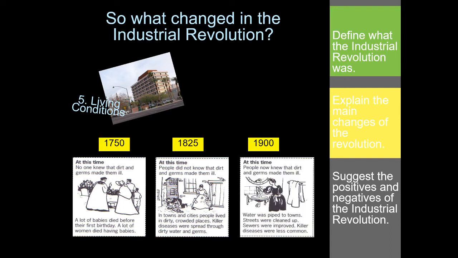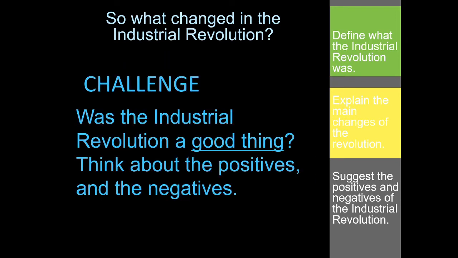Okay, in the 1900s, people knew that dirt and germs made them ill. Water was piped into towns and streets were cleaned up. Sewers were improved. Killer diseases were less common. So they still happened. Of course, a little bit later in the 1900s we would have the Spanish flu, but they were far less common than they would have been in the earlier years.